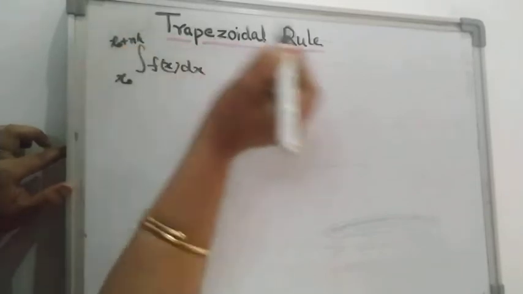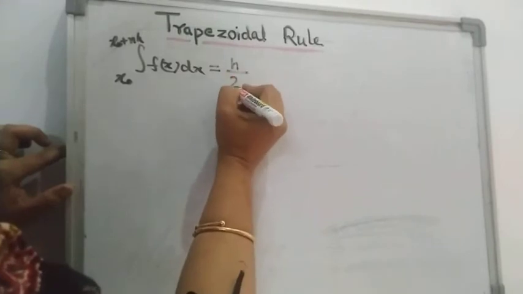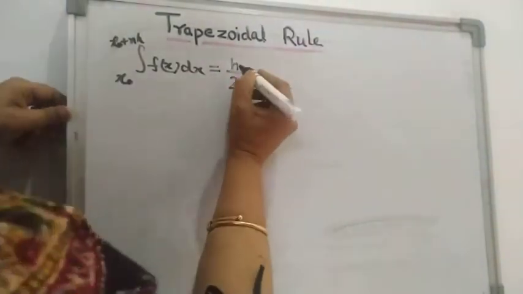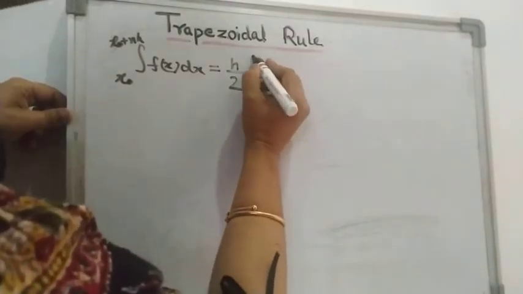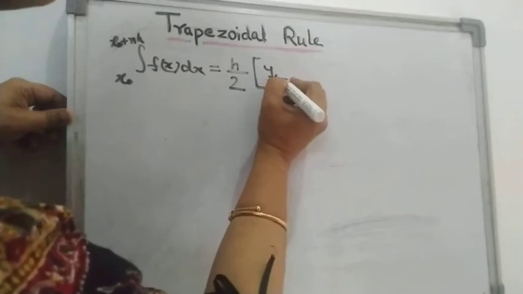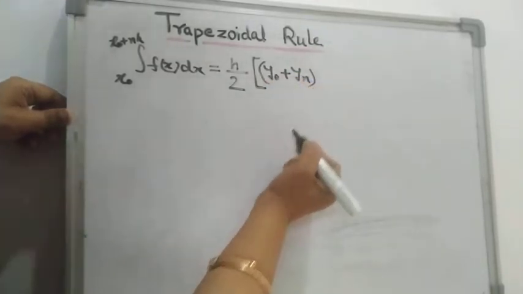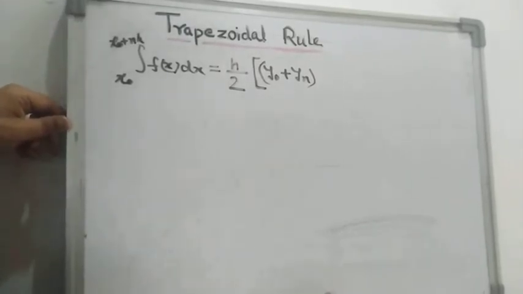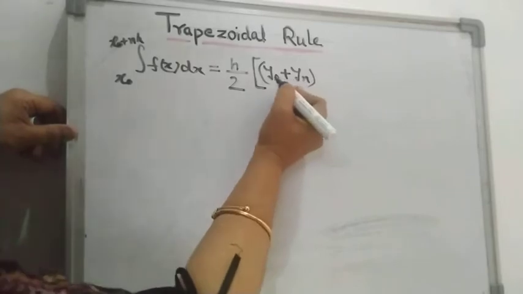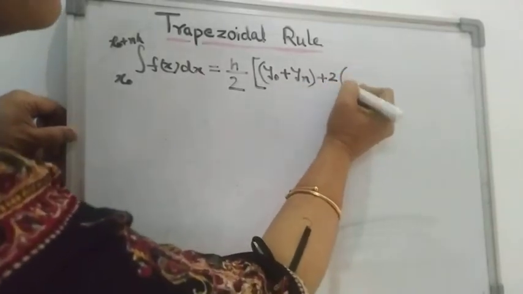then it will be equal to h by 2, where h is the interval of difference. H by 2 times the sum of the first and last ordinate. When we consider two variables, it is called a coordinate, but when we consider one variable, it is called an ordinate. So it is the first and last ordinate plus 2 into the remaining ordinates.